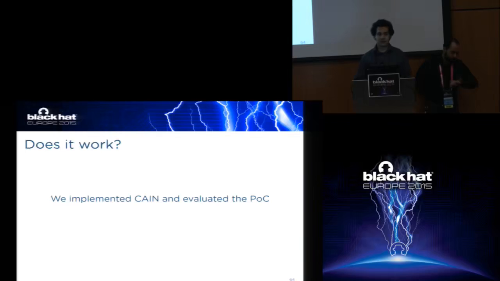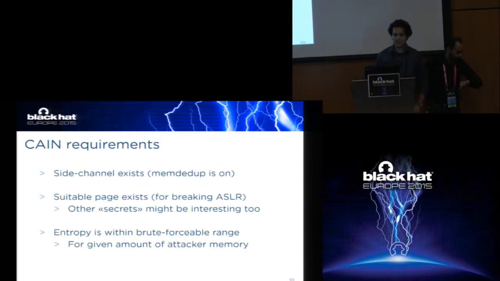So remember that there are a number of requirements that we assume for Kane to work. The first one is that the side channel actually exists, so that we have a memory deduplication engine running all the time. And this happens to be the case in most cloud providers that we looked at, especially the ones that run, for example, KVM. The other assumption is that we have a page that we can use for breaking the address space layout randomization. Antonio showed you that we managed to find these pages for Windows and Linux operating systems.